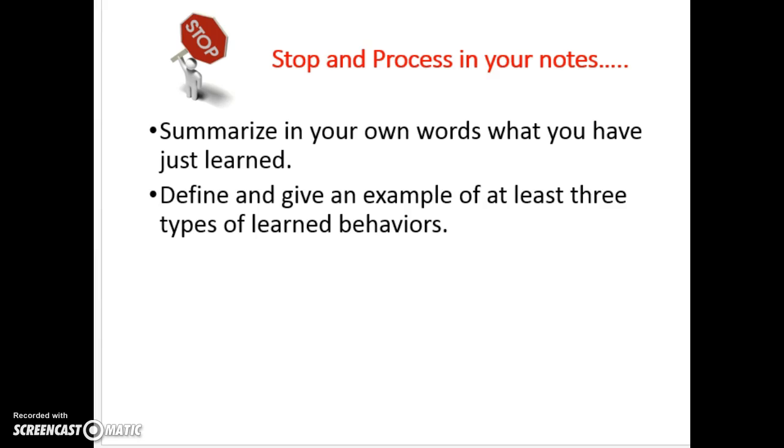What I'd like you to do is pause right now and summarize in your own words what you just learned. I want you to be able to define and give an example of at least 3 types of learned behaviors. So give the organism, give the learned behavior, and what type of learning is actually occurring. And also try and come up with some ultimate causation for that behavior. Make sure you pause because I'm going on.